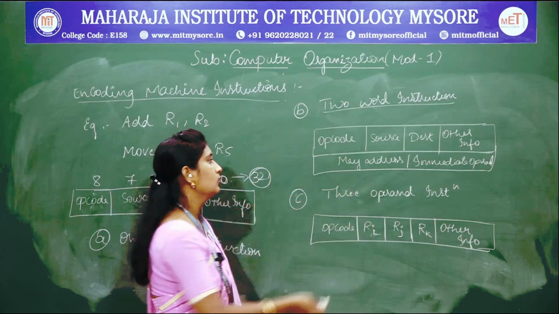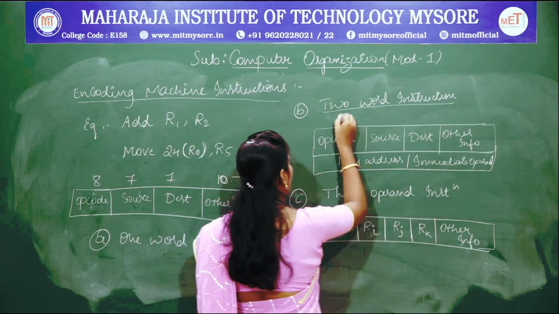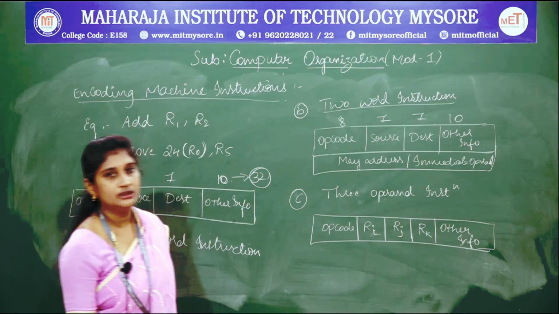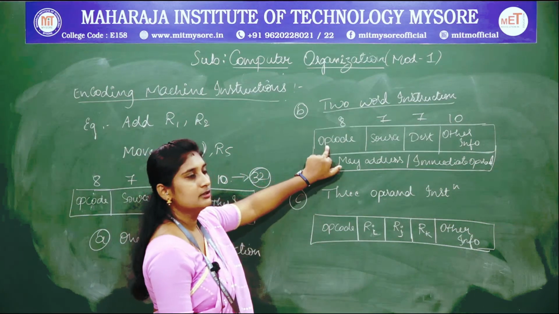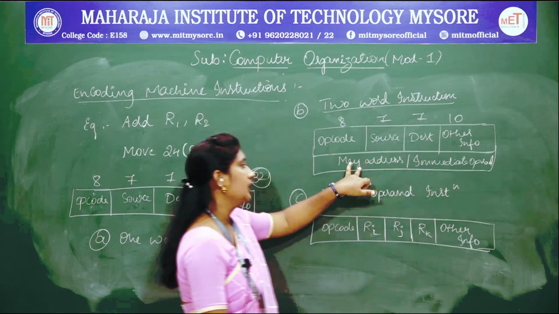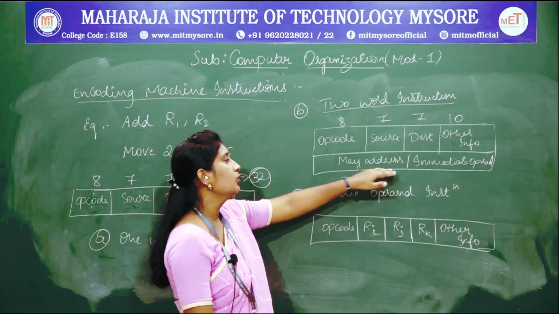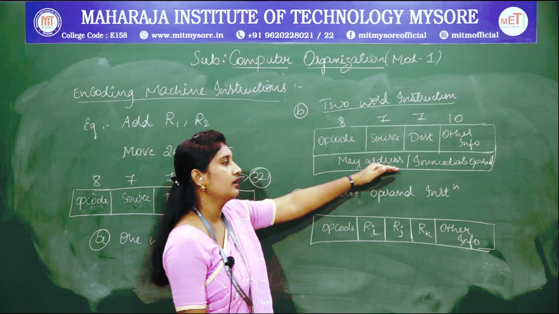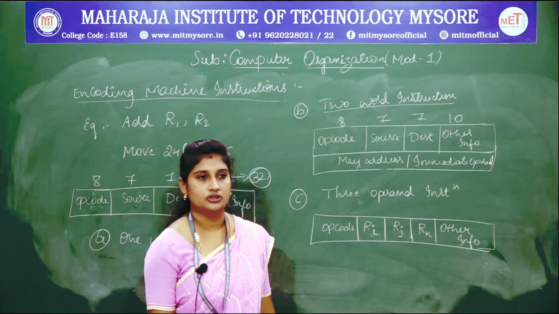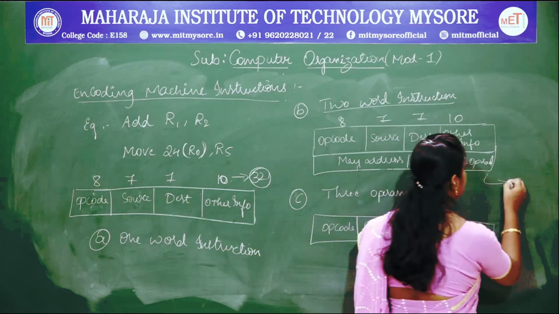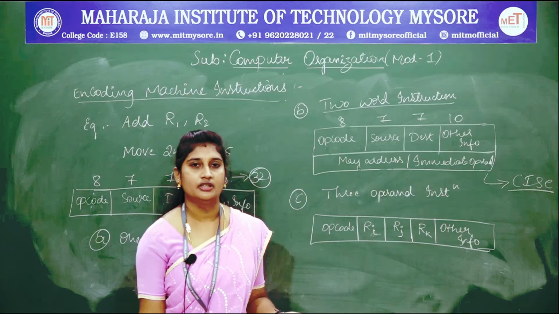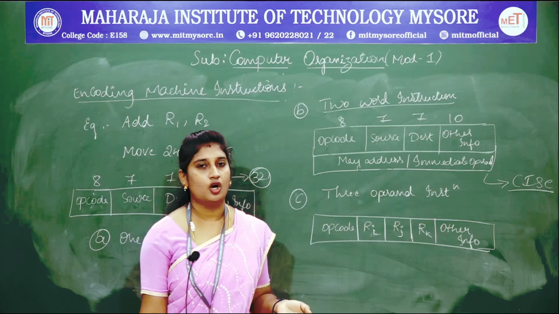with slight changes. So opcode, source and destination. Again 8, 7, 7 and 10 bits are reserved for these instructions. So 8 bits are reserved for your opcode, source, destination and other information, and if you are using a 2-word instruction, you can use the second word for your memory address or the immediate operands if specified in your instructions. If you are going with the complex instruction set computers, you can use this 2-word instruction format.